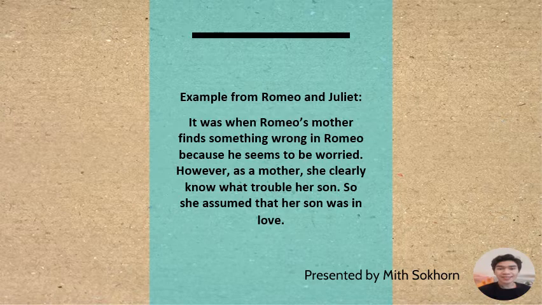I would like to give another example from Romeo and Juliet. It was when Romeo's mother finds something wrong in Romeo because he seemed to be worried. However, as a mother, she clearly knows what troubled her son, so she assumed that her son was in love. From the example, we learned that as a mother, she knows her son very well because she is the one that gave birth to her son.